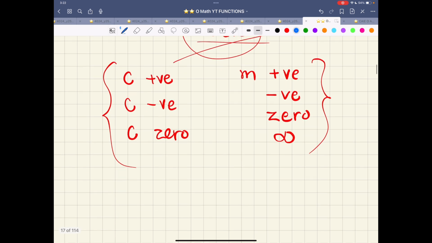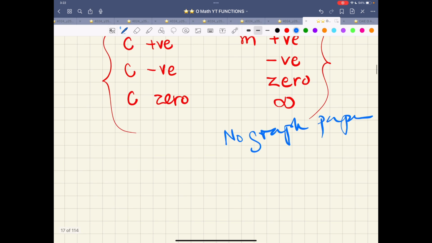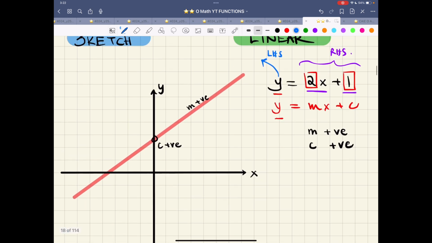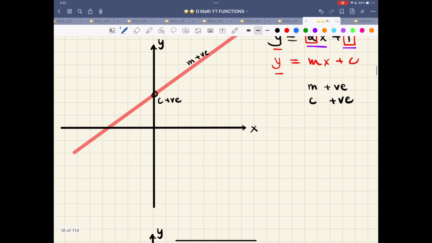So based upon these ideas, we have to sketch that thing. You don't need a graph paper. Well, what you see is a square grid, but you don't need it. So no graph paper. It can be drawn anywhere, any place. And the second thing is that you don't need any table of values. So these things are not there. So when we are talking about linear equation, what do we need? We need the gradient, we need the y-intercept.